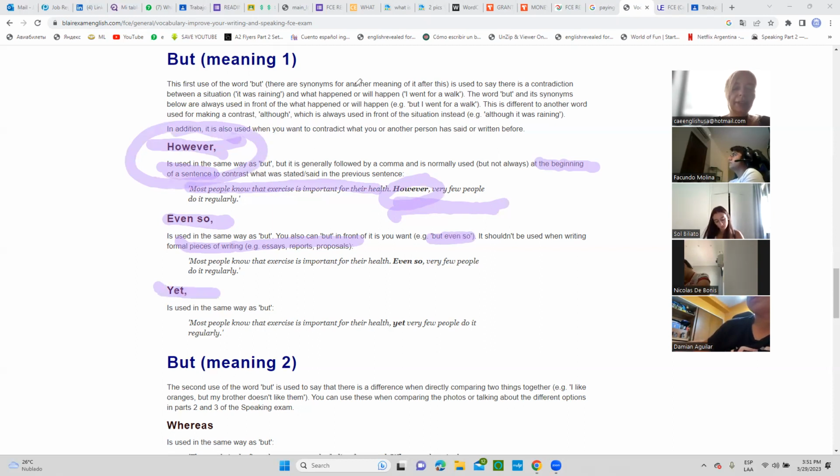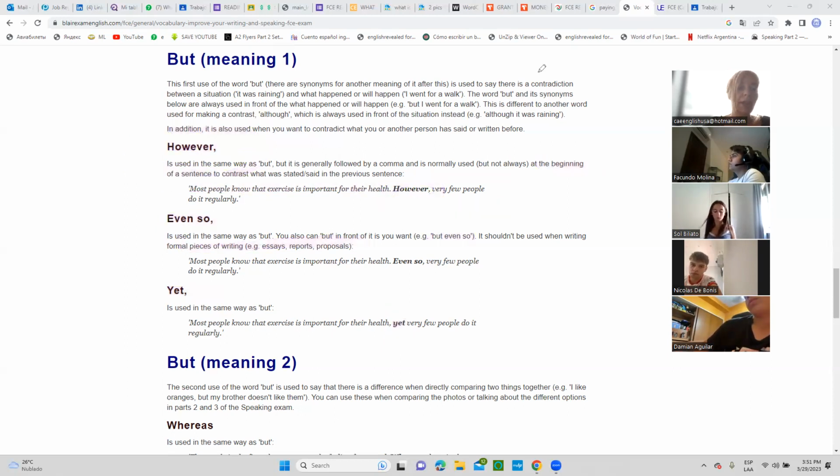And finally, we have yet. It is used in the same way as but. Most people know that exercise is important for their health, comma, yet very few people do it. So yet we use exactly in the same position and in the same way as but, in the middle of the sentence after the comma and before what will happen or what happened. Most people know that exercise is important for their health, but or yet very few people do it regularly. Okay, so for contradiction, you have however, you have yet. Okay.